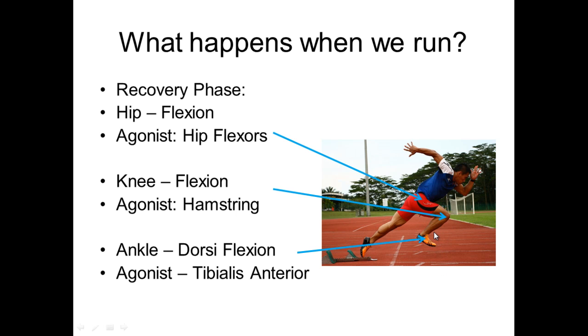Obviously the major antagonists at this point: if the hip flexor is contracting, therefore the gluteals will be the antagonist. If the hamstrings are the agonist, therefore the quadriceps will be the antagonist, and if the agonist is the tibialis anterior, then the major antagonist at this point will be the gastrocnemius.